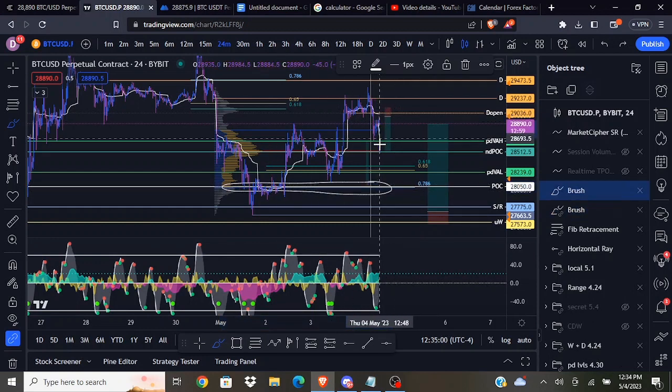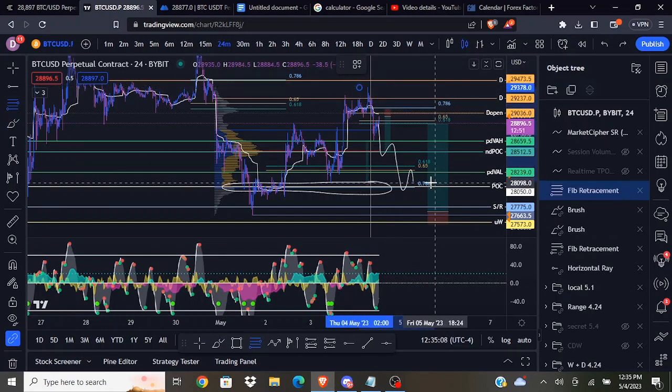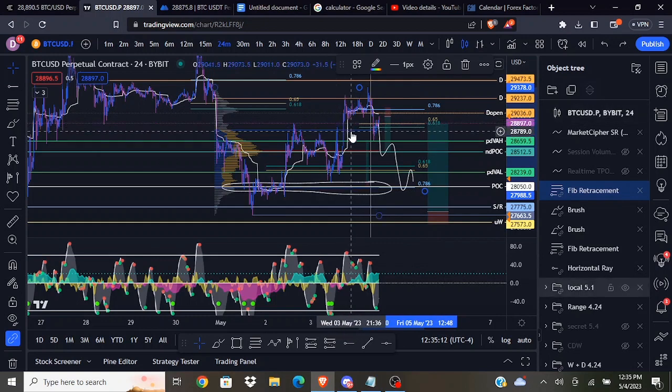Let's say price starts getting a move to the downside here, and we do come down to that 786, then you can pull a fib from the high to the low, and maybe then the golden pocket will be lining up around the highs of the range.